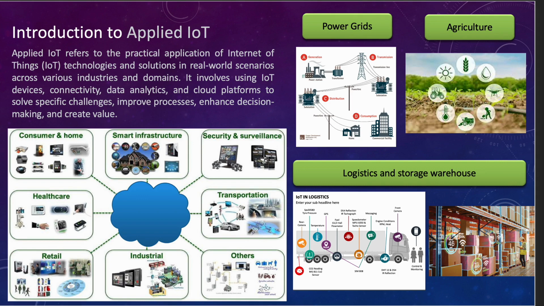applied IoT. Applied IoT refers to the practical application of Internet of Things technologies and solutions in real world scenarios across various industries and domains. It involves using IoT devices, connectivity, data analytics, and cloud platforms to solve specific challenges, improve processes, enhance decision making, and create value. So the main ideology behind applied IoT is to use IoT devices or an IoT platform or IoT system to address challenges or resolve problems or improve the existing processes, enhance decision making by the data which is being collected by these devices, and to create value.